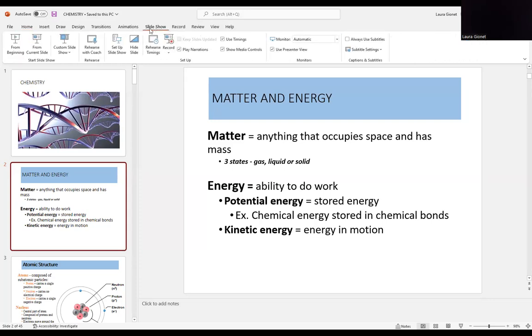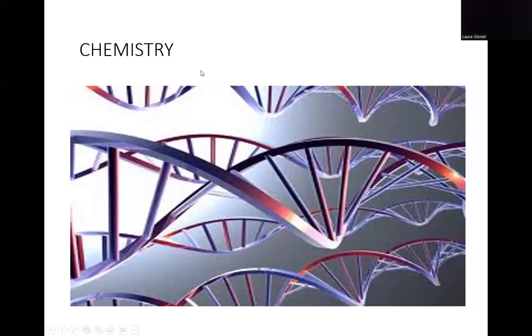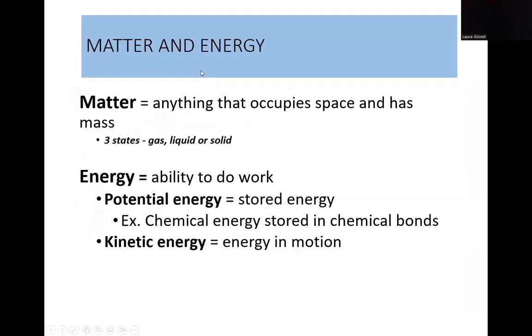Okay, so we are on chapter 2, chemistry. All right, so matter and energy. Matter is anything that occupies space and has mass. There are generally 3 states of matter: gas, liquid, or solid. Water is an example of something that can be found in all 3 states as a gas, a liquid, or a solid. And energy is the ability to do work.